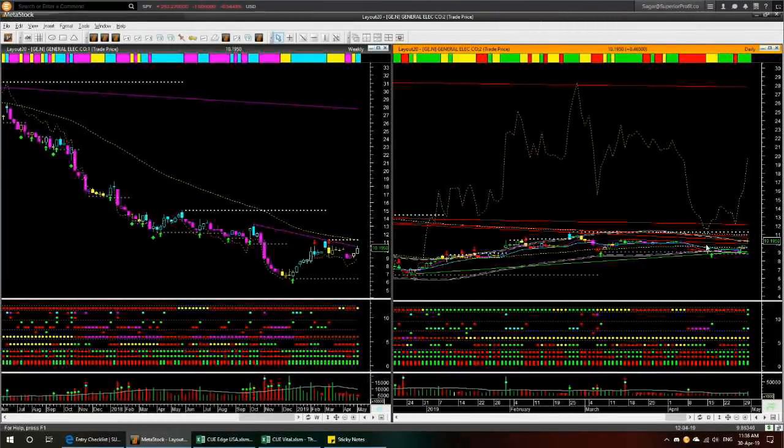This stock is having multiple memory resistance trend lines in the daily chart. Therefore, I'm not going to consider any buying.